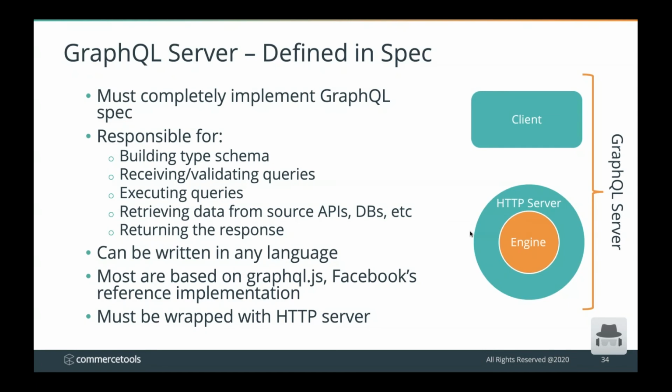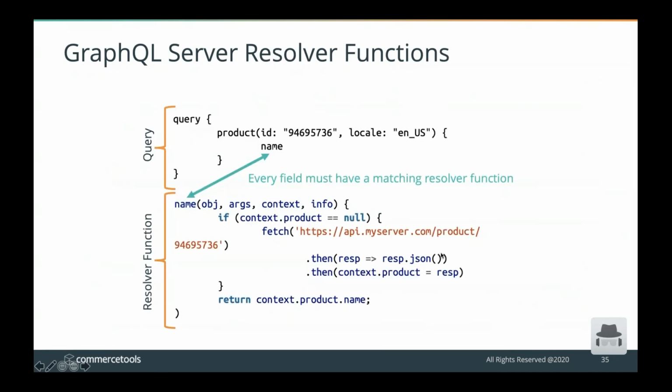And then note, you actually have to wrap the server with an HTTP server. So there's the GraphQL engine. The engine builds the type schema, it validates the queries, it executes the queries, it retrieves the data, but the HTTP server is responsible for actually accepting the request and then returning the response back to the client. So just a quick difference there.